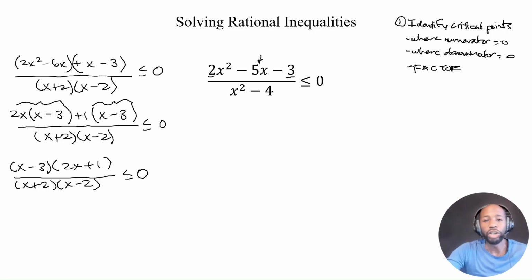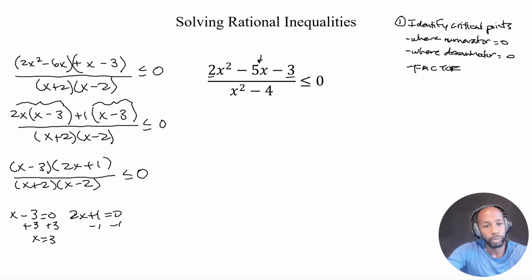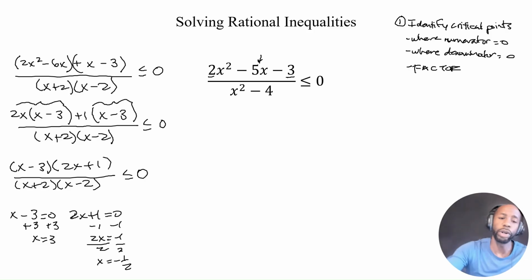Now let's set the numerator equal to 0. So when we set that equal to 0, that's just like setting both of these separately equal to 0. 2x plus 1 equals 0. And so that gives us x equals 3, and then x equals negative 1/2. So these are critical points.